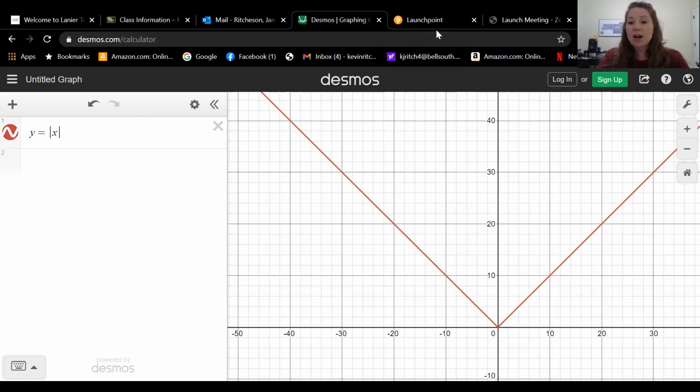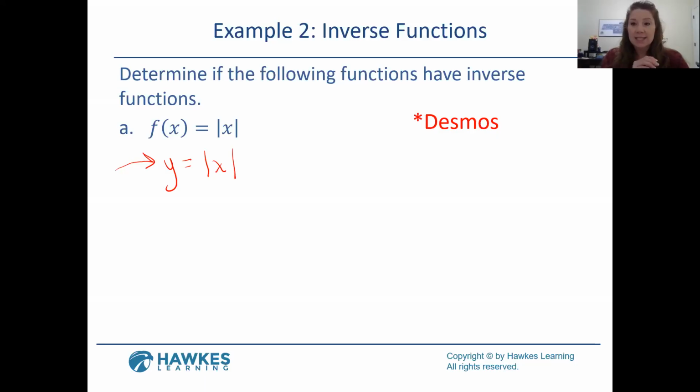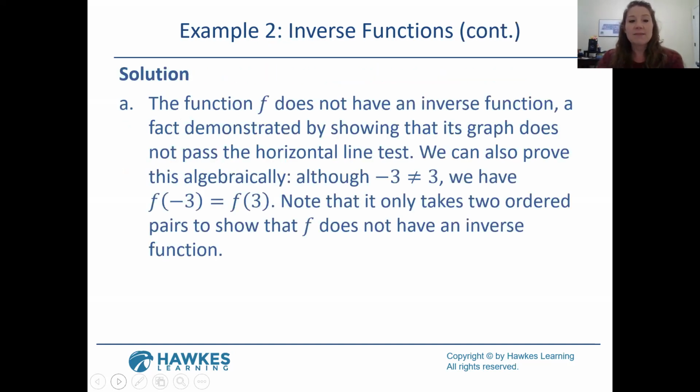So if you're not sure, all you got to do is pull up Desmos. You need to graph your original equation, and if it does not pass the horizontal line test, then it doesn't have an inverse function. So I just proved that that one does not pass the horizontal line test, which means it does not have an inverse function. It says the function f does not have an inverse function, a fact demonstrated by showing that its graph does not pass the line test.